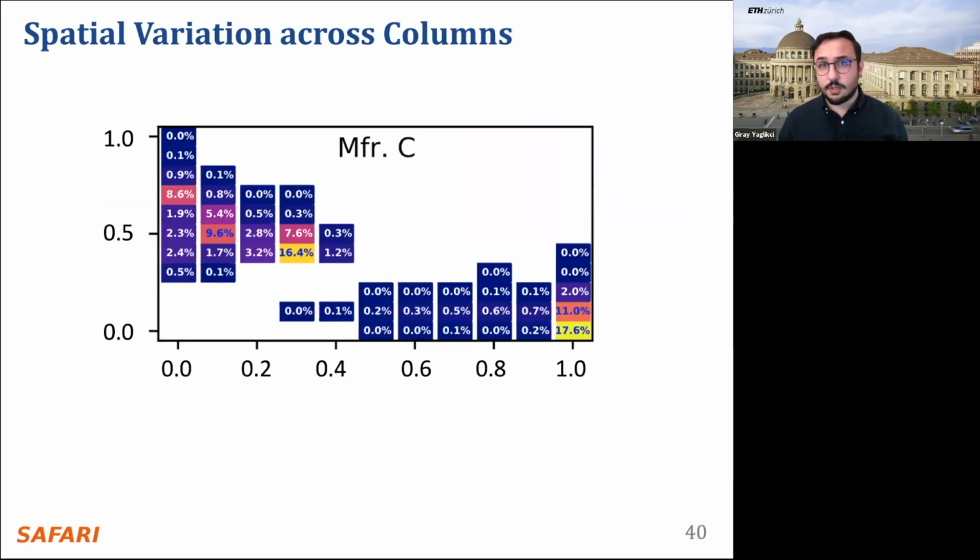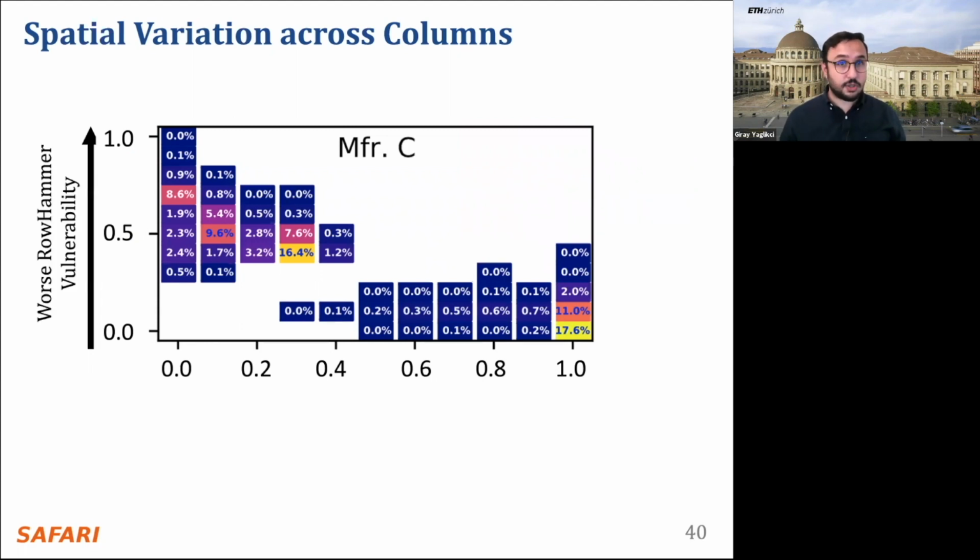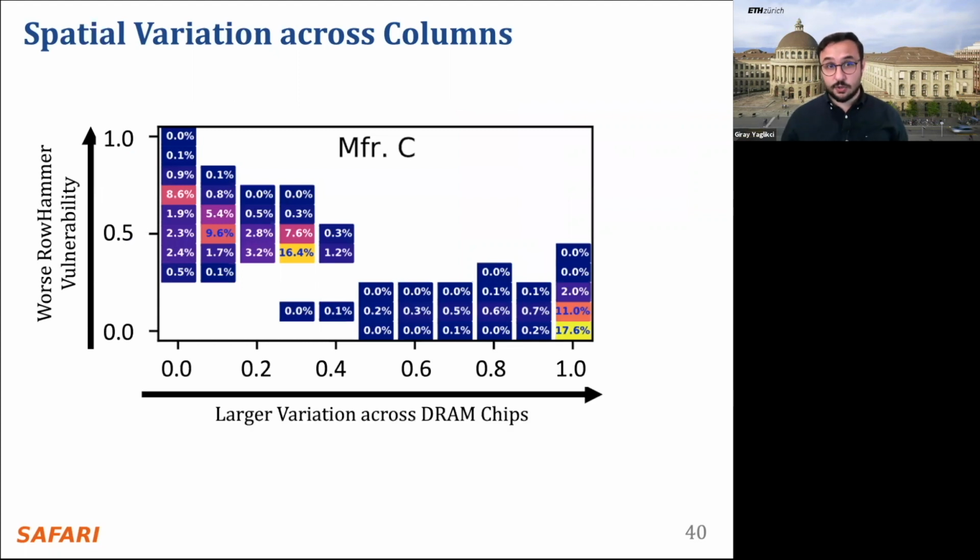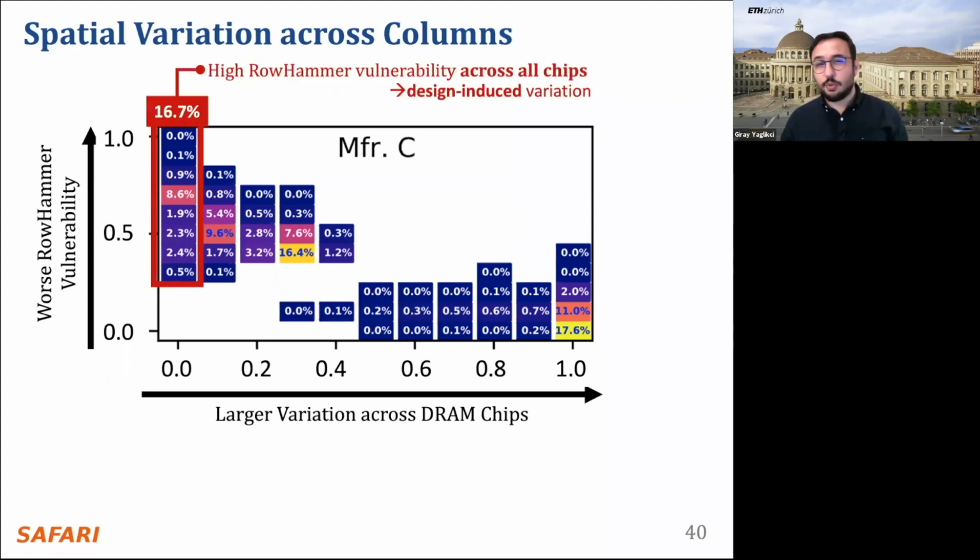To further investigate the variation across columns and chips, we cluster each DRAM column based on its RowHammer vulnerability on average across DRAM chips and the variation in its vulnerability across DRAM chips. This plot shows the population density of DRAM columns exhibiting a level of RowHammer vulnerability and variation across chips. For example, 16.7% of DRAM columns exhibit a high RowHammer vulnerability across all chips, indicating design-induced variation across columns.